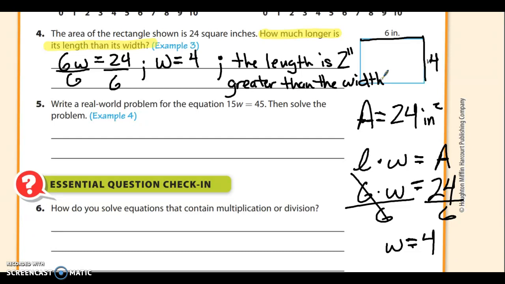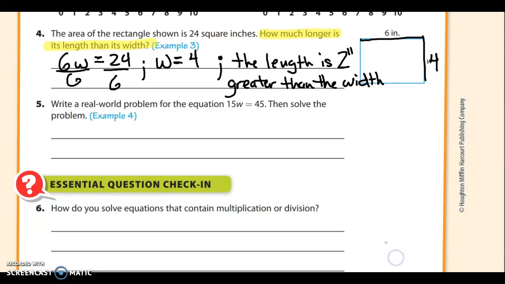Okay, number 5. Write a real-world problem for the equation 15 times W equals 45, then solve the problem. There's lots of ways you could go with this. You could do a money one, just like we did before. It could be as simple as you make $15 for every yard that you mow, and last week you made $45. So how many yards did you mow? You could figure that out.